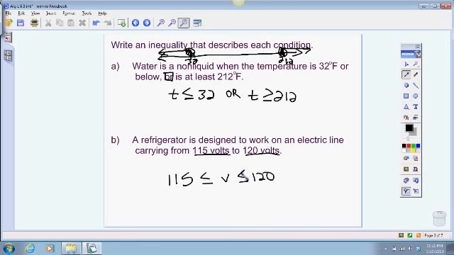Okay, so in this case, it's an and statement. It has to be greater than 115, because it has to be at least 115, and less than 120. So this is what your inequality should look like. Okay? Again, if it's an and, it's where we put the variable in the middle. If it's an or inequality, that's when we're talking about two sets going in opposite directions.